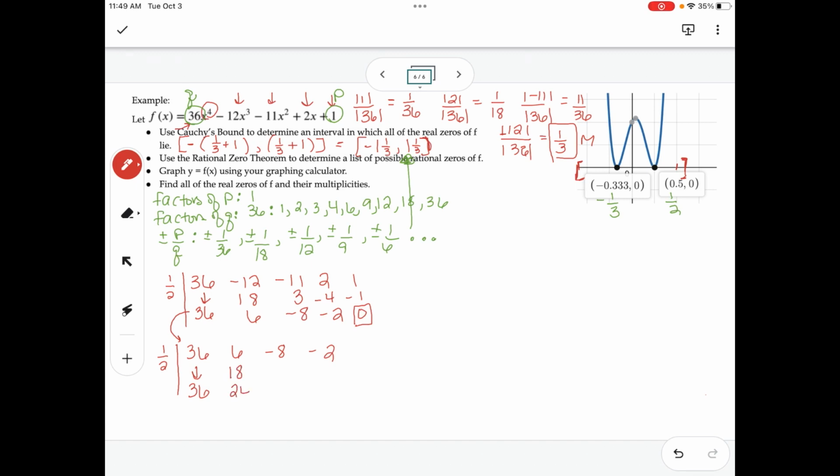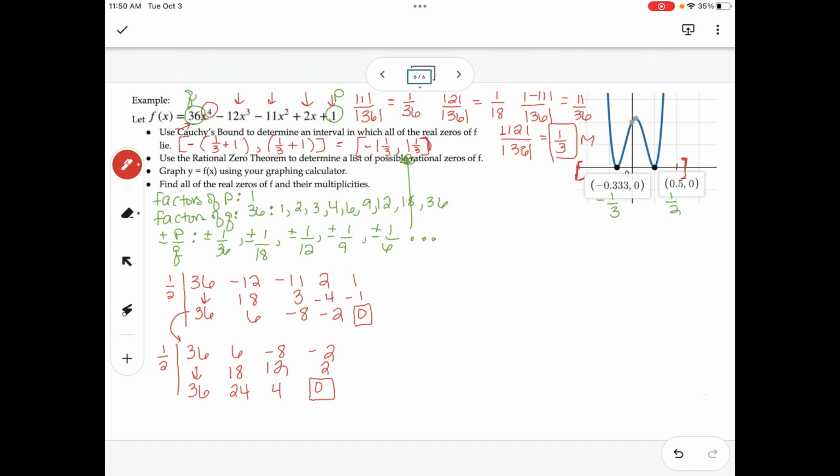6 and 18 is 24. Half of 24 is 12. When I add, I have 4. Half of 4 is 2, and there we go. Multiplicity 2. I can't have multiplicity 3 because that would mean it would go through the graph. And I know I can't have multiplicity 4 where it gets to be counted 4 times because I do see that there is another one there that we have to try.